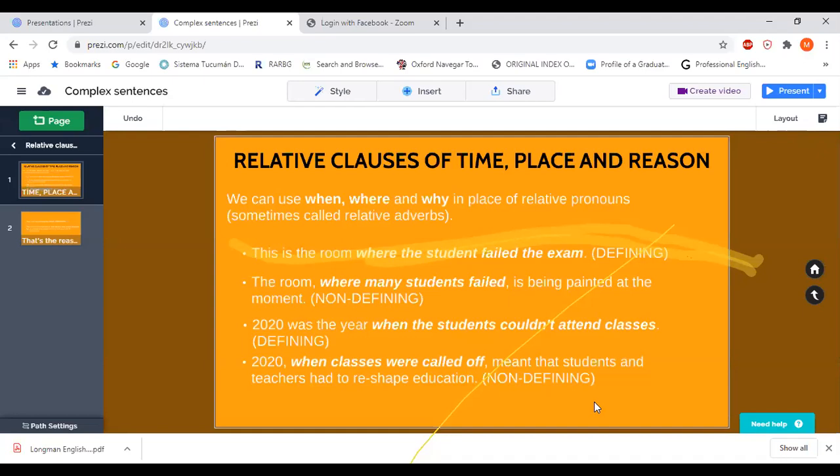And in this case, this is a defining clause, okay? It's defining because it's giving essential information which is important in order to understand the meaning of the sentence. And then we have a non-defining example. The room where many students failed is being painted at the moment. In this case, as we said before, the essential and the core meaning of the sentence is that the room is being painted. And we are providing some extra information by saying that in this room, many students failed. Do you understand?